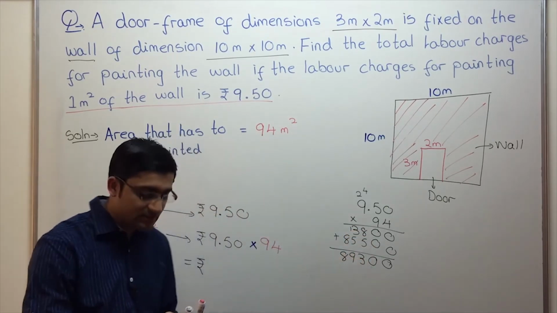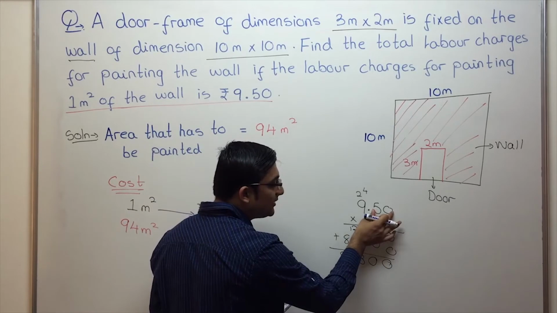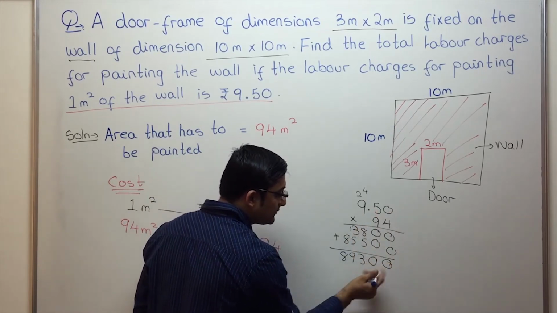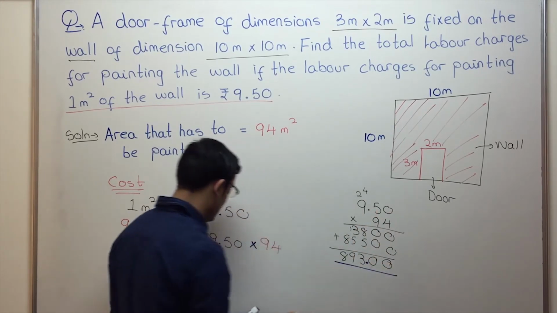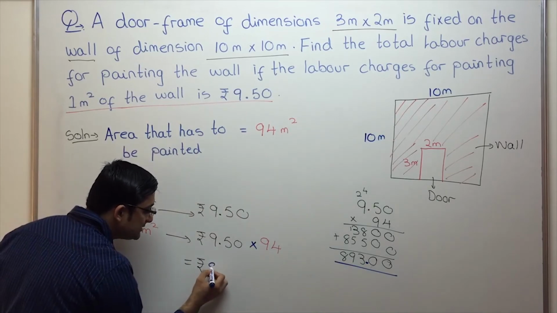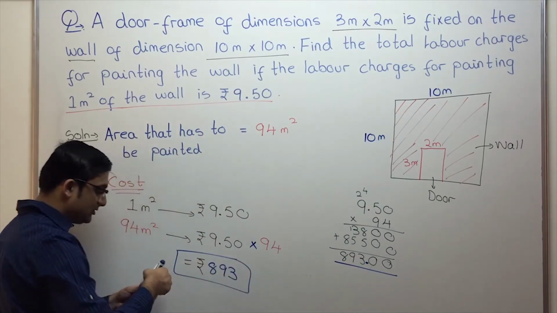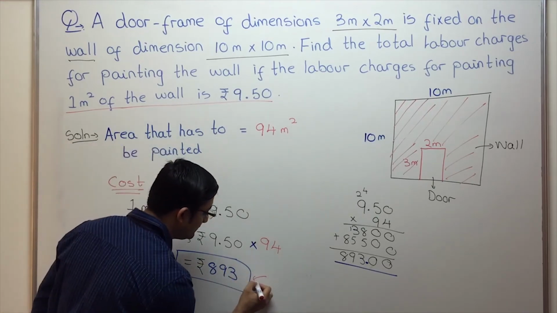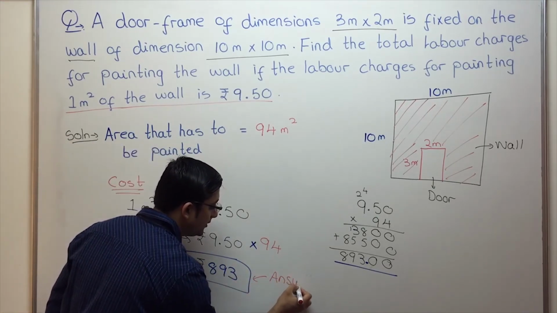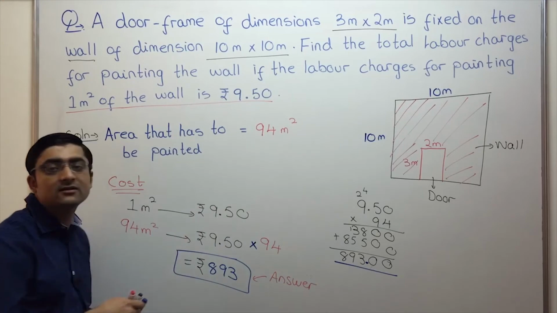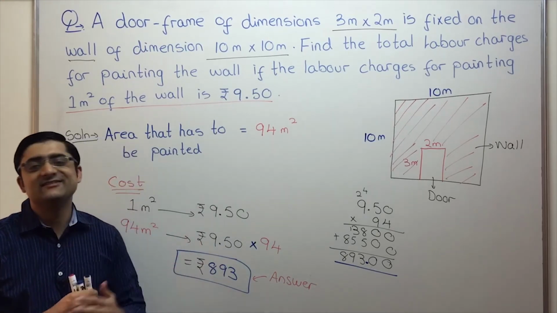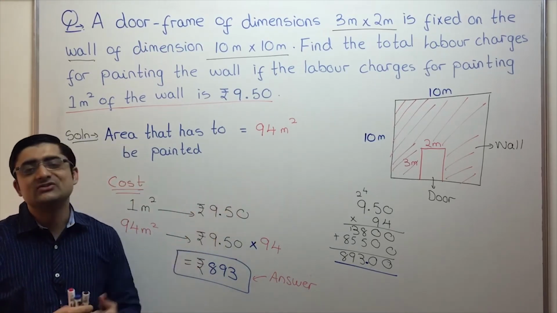Now where do we put the decimal? See, how many digits are to the right of the decimal? 2. So leave 2 digits from the right, 893. So the answer is rupees 893. Right? So this over here is the answer. So what are the labor charges for painting the required area? Rupees 893. So this is how you solve this question.